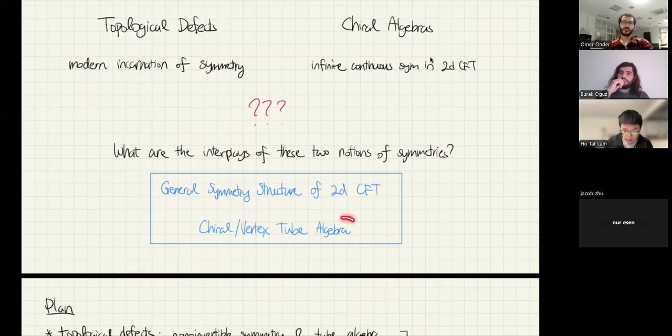And as we'll see, very natural symmetry structures emerge when we try to merge these two things together. This is the thing that we essentially invented, and we call it chiral tube algebras or vertex tube algebras. So this is the overarching summary of the talk.